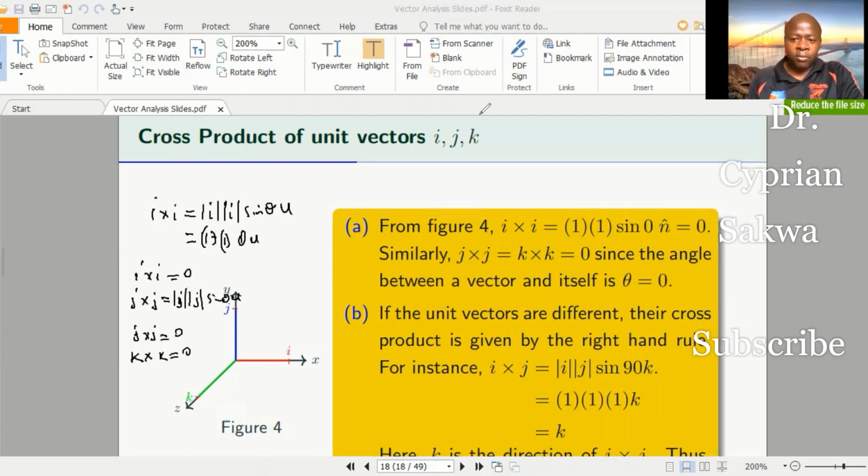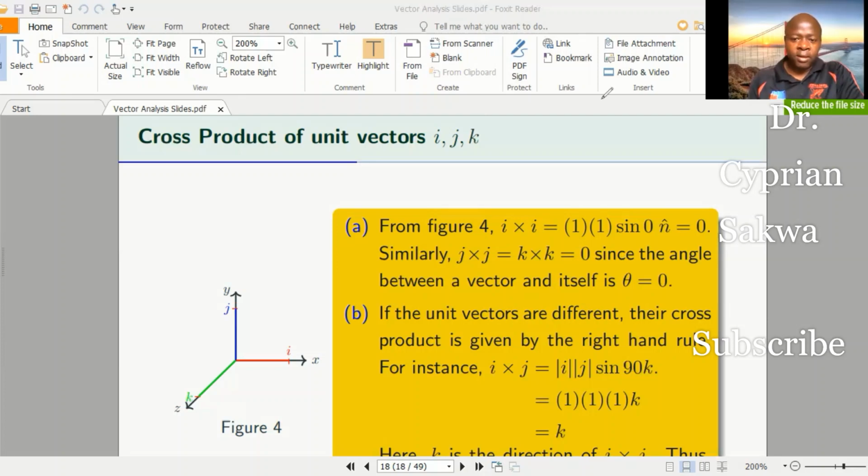Now, what about if I multiply different vectors? I've been multiplying i times i. What about i times j? So i cross j is the magnitude of i times the magnitude of j times sine theta. But you realize that i and j, the angle separating them is 90 degrees. The angle between these two is 90. So that is sine 90. Then times u. But what is u? Mu is the most important thing here.